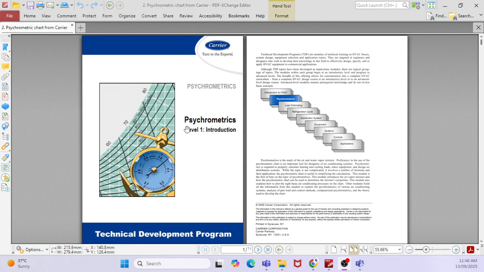Yeah, we will start here with the psychometrics. This is from the Carrier Manual. Here they have given a detailed explanation about the psychometrics, basically how you understand the air properties. Here you can see the introduction to HVAC.